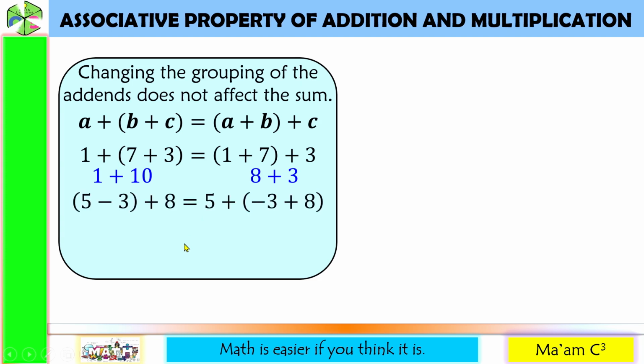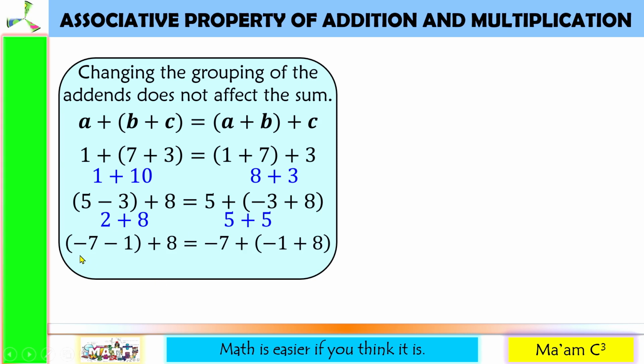Another example, quantity 5 minus 3 plus 8 is equal to 5 plus quantity negative 3 plus 8. 5 minus 3 is equal to 2, so this will be 2 plus 8. Negative 3 plus 8 is equal to 5, so this will become 5 plus 5. 2 plus 8 is equal to 10. 5 plus 5 is also equal to 10.